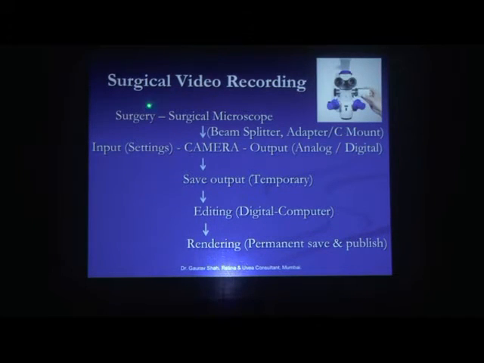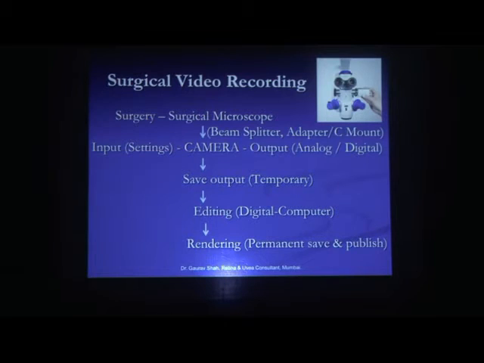The process is that we have a surgery going on and the input here will be through the surgical microscope. So a good surgical microscope is always the best thing because that is what is going to give the image to the camera. Now, we have to mount this camera to the surgical microscope, and the way this is done is through a beam splitter and an adapter, or as it is often called, a C-mount.